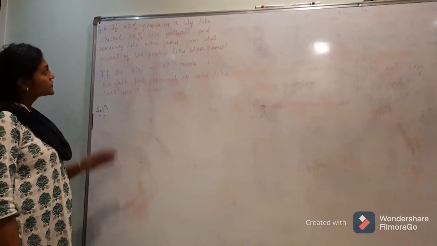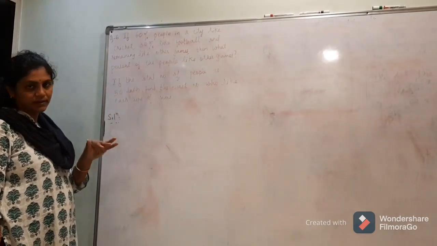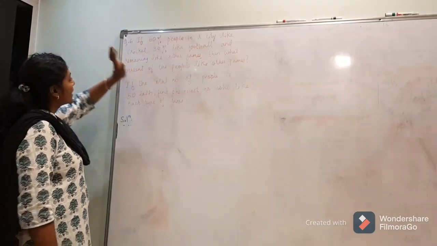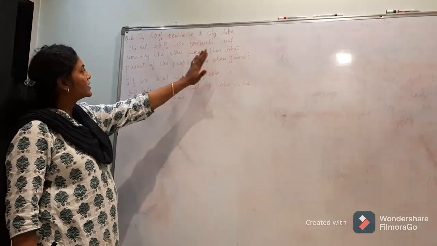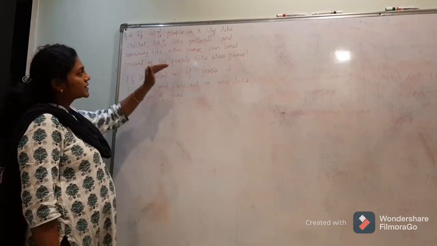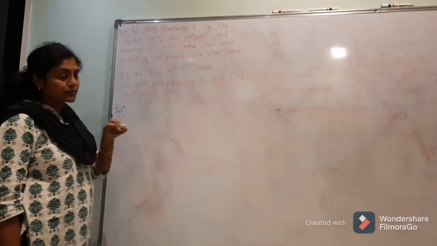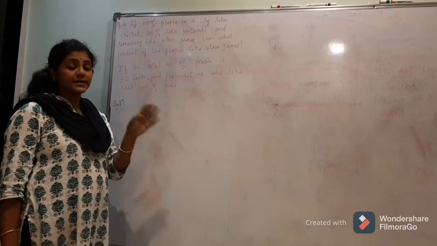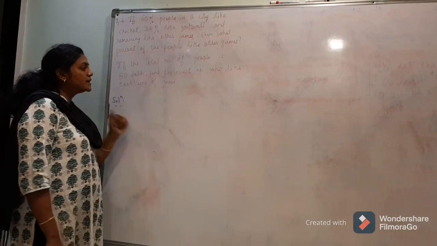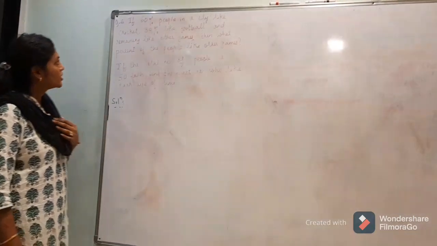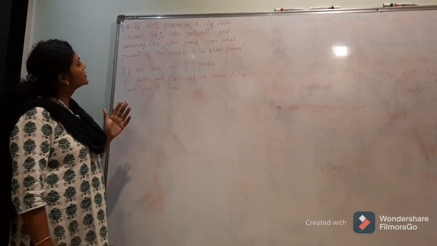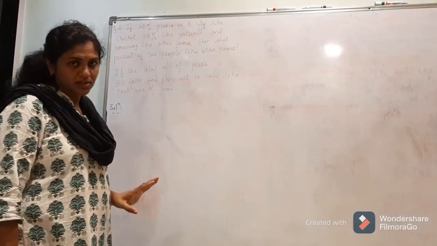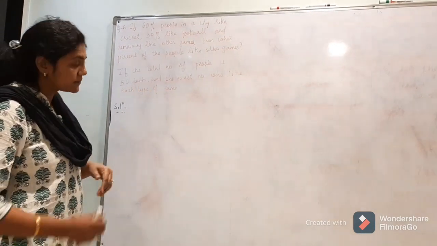Now 6-1. If 60% people in a city like cricket, 30% like football, and remaining like other games, then what percentage of people like other games? If the total number is 50 lakh, find the exact number who like each type of game. Now the data is given in the form of percentage. You have to find the number.